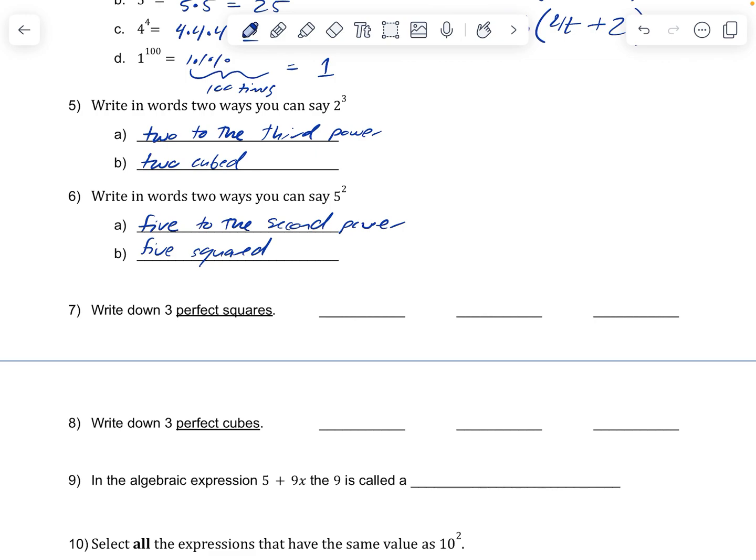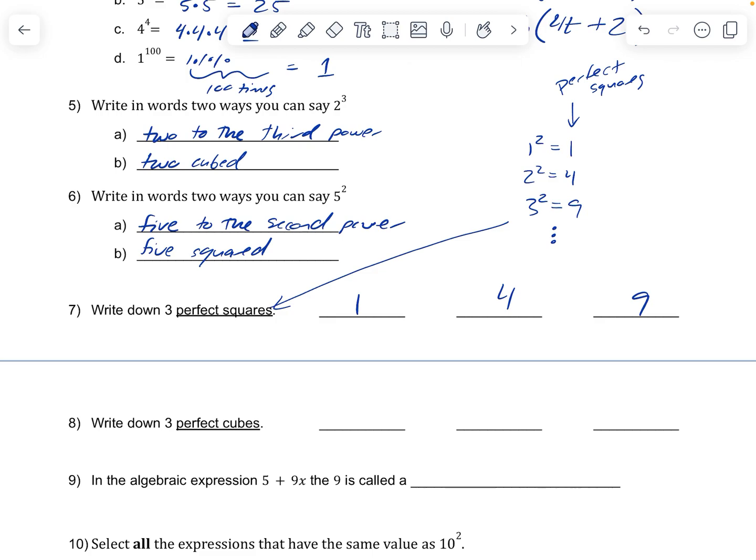Write down 3 perfect squares. Now remember, where a perfect square comes from, you can think of this visually, or you can think of this more numerically. If I take a number and square it, like 1 squared, that gives me 1. 2 squared, that gives me 4. 3 squared, that gives me 9. All of these numbers that I'm creating are perfect squares. And I could keep on going. So some of those perfect squares are, I could just say 1, 4, 9. And the next one would be 16 and 25 and so on.